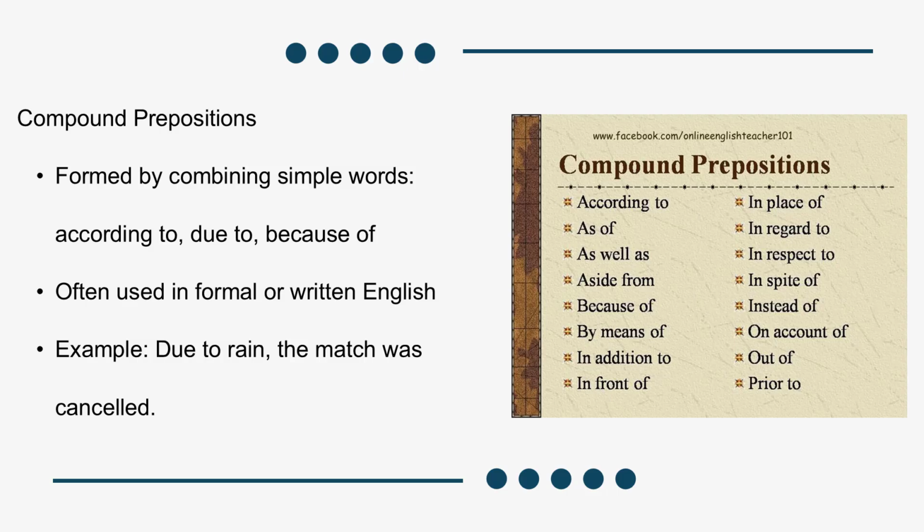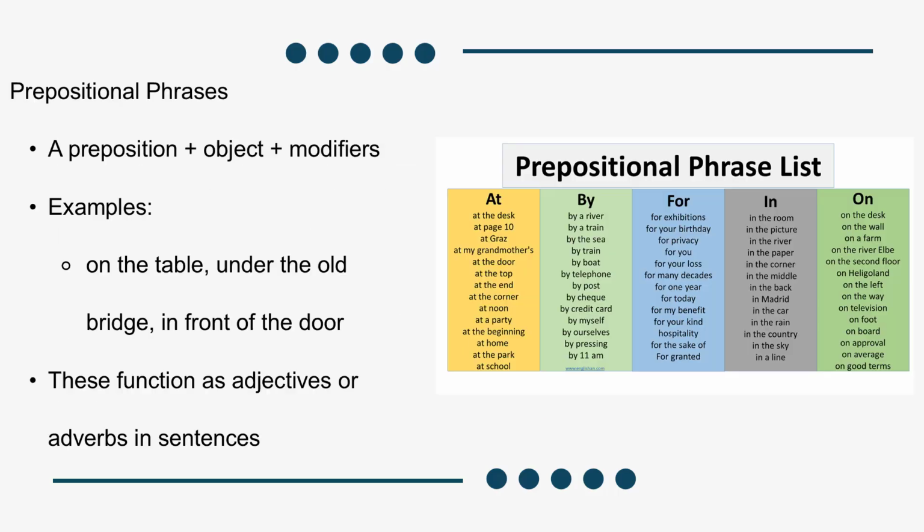Compound prepositions. Let's look at compound prepositions. They're formed by combining simple words, like according to, due to, or because of. These are commonly used in formal or written English. For example, due to rain, the match was cancelled. They often explain reason, condition, or result.